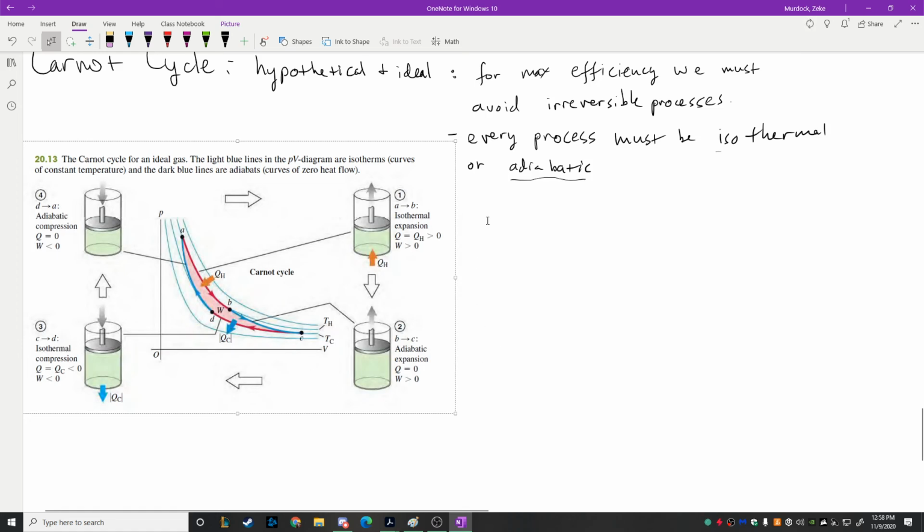Okay, so process 1, isothermal expansion. So we have a gas. It has heat that comes in here, and the heat that comes in, QH, is greater than 0. The work done is greater than 0. So basically you have an enclosed gas. Heat comes in, and it expands. So the gas expands isothermally at TH. I'll just write isothermal expansion.